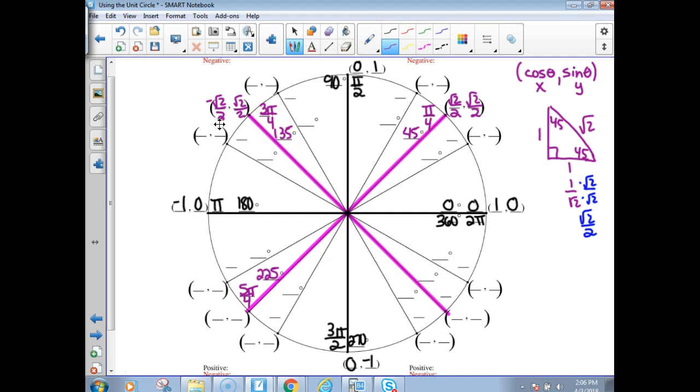And then I say, all right, the points are the same. Cosine and sine are both the square root of 2 over 2, but they're both negative in quadrant 3. So negative square root of 2 over 2, negative square root of 2 over 2.